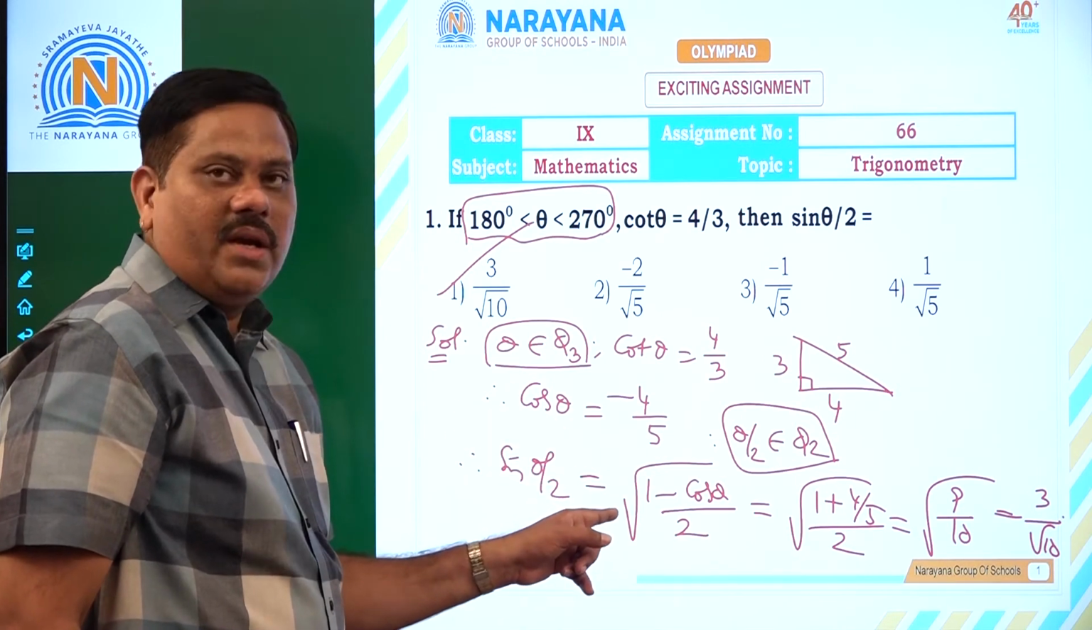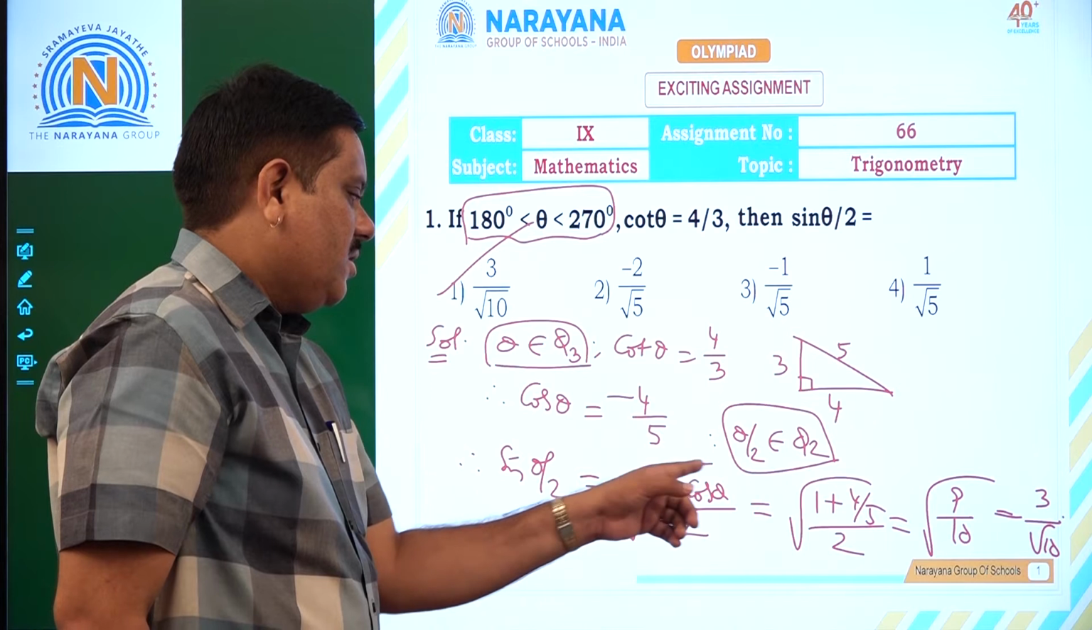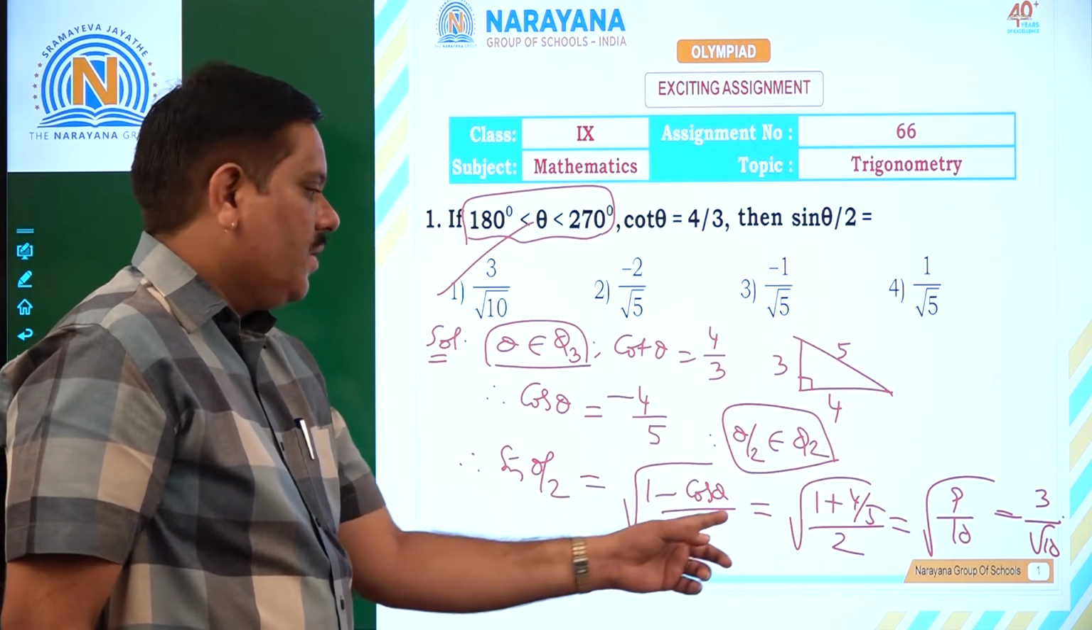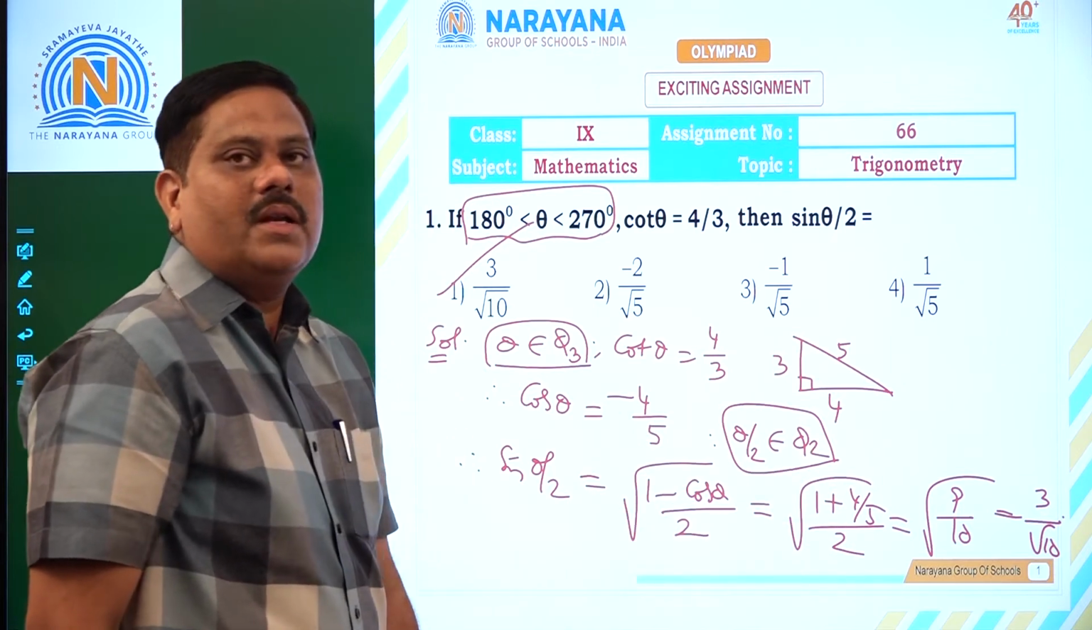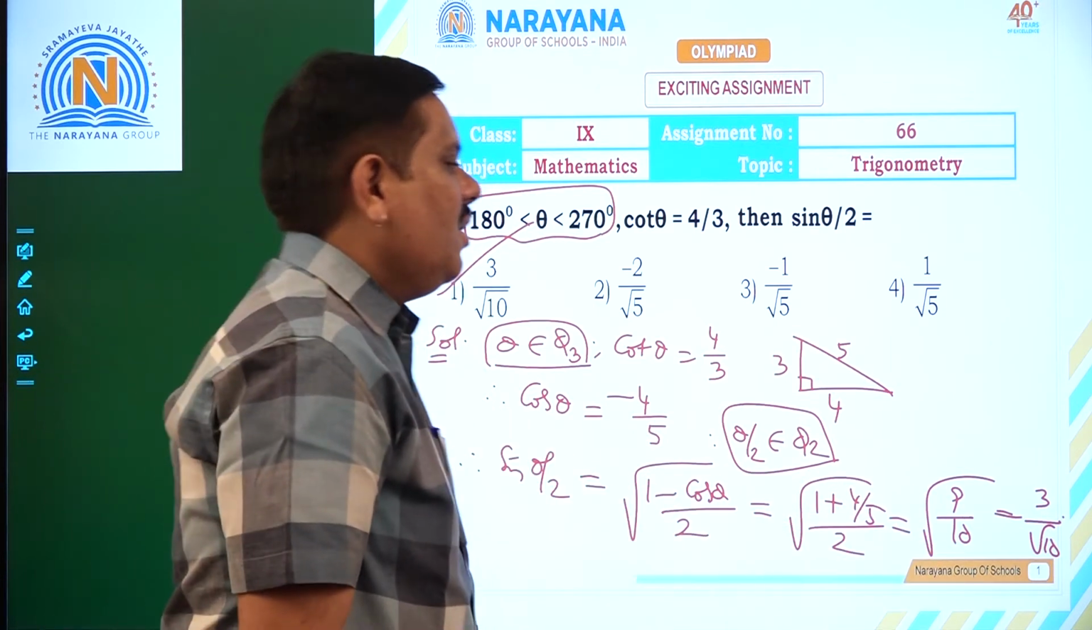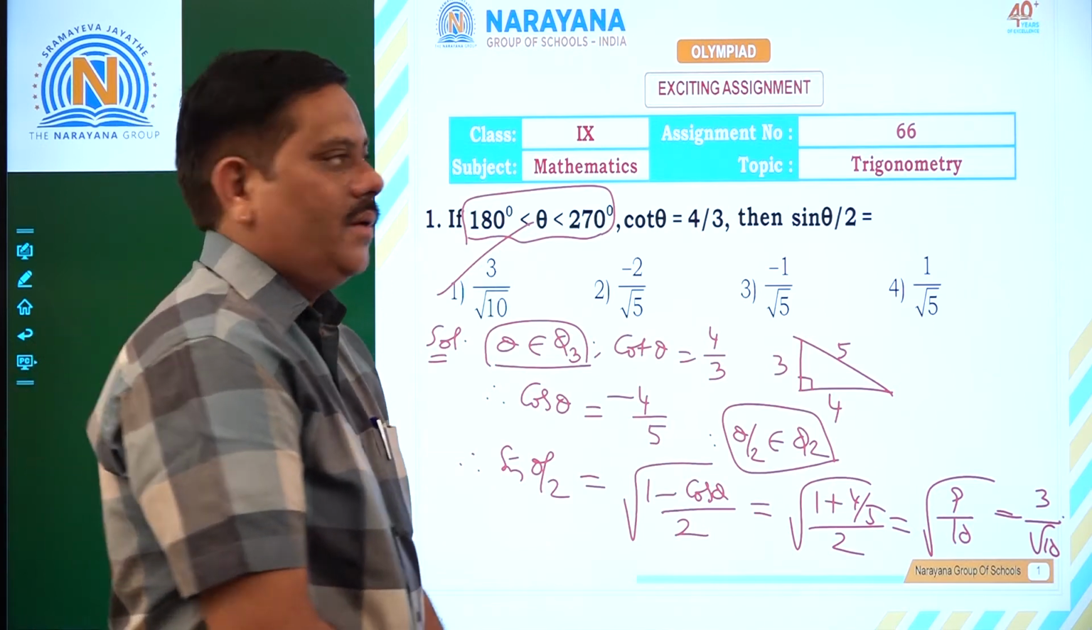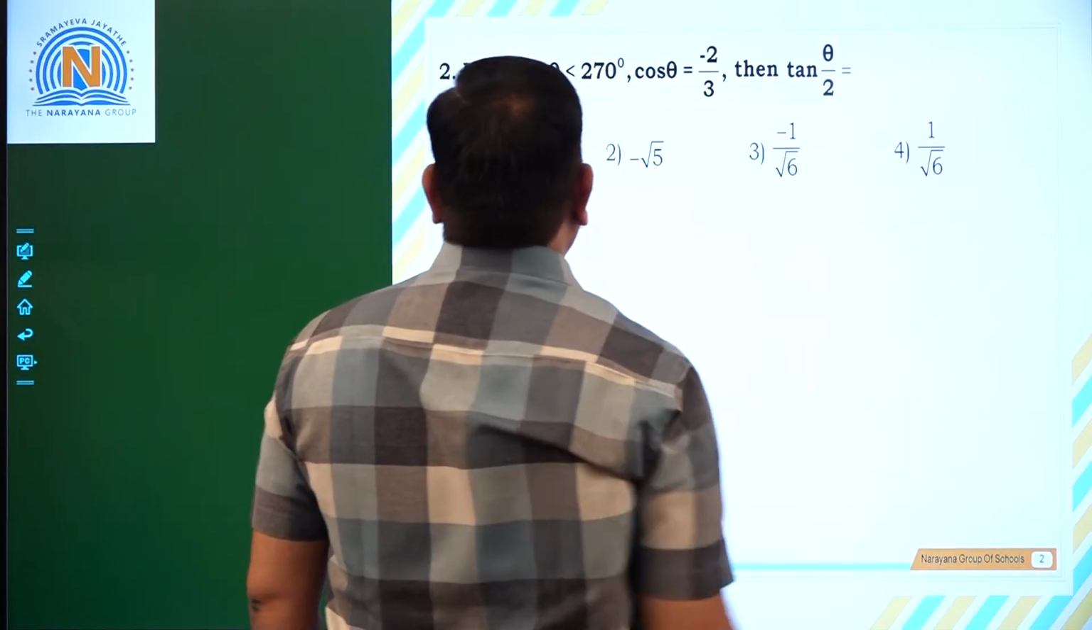So plus you have to take here. Root over 1 minus cos theta by 2. This is anyway the formula to find out sin theta by 2. So root over 1 minus cos theta, where cos theta is minus 4 by 5. So minus of minus becomes plus. Simplify that. We got the answer as 3 by root 10. Now let us see the next question.